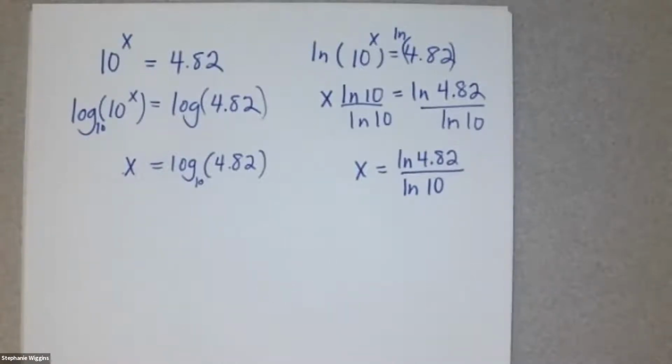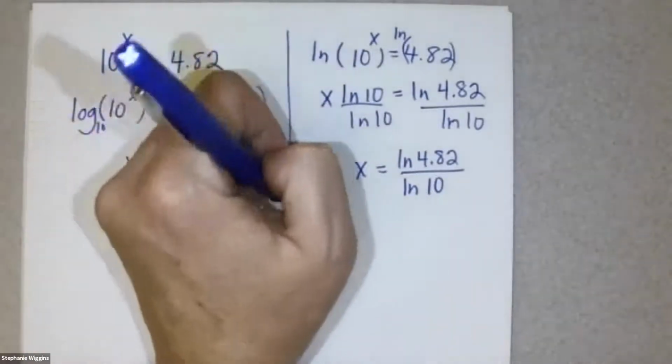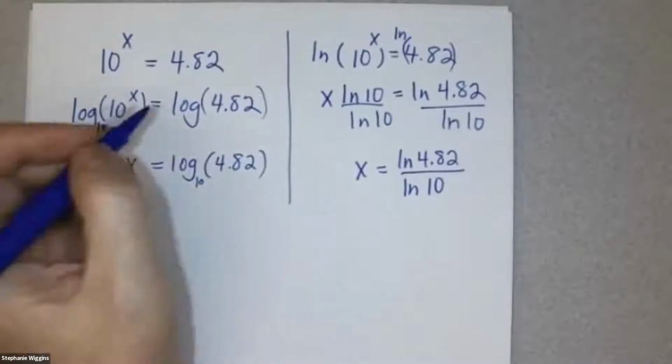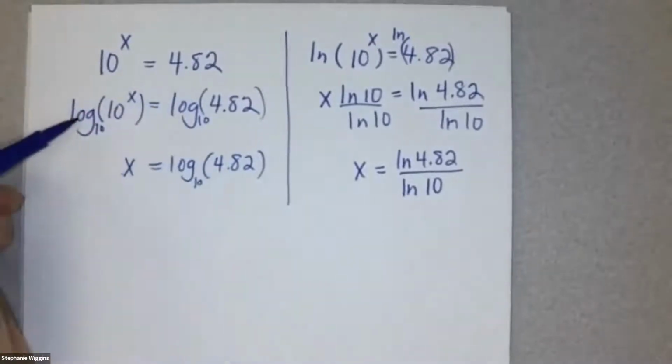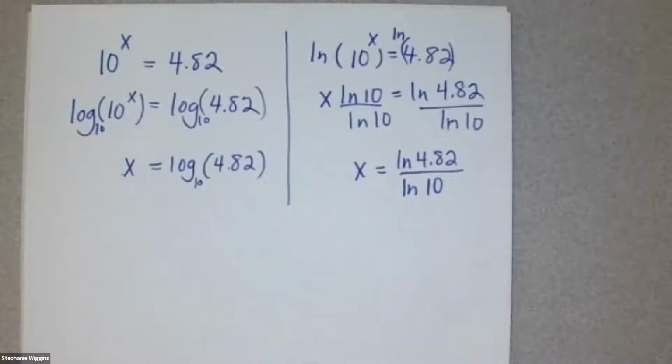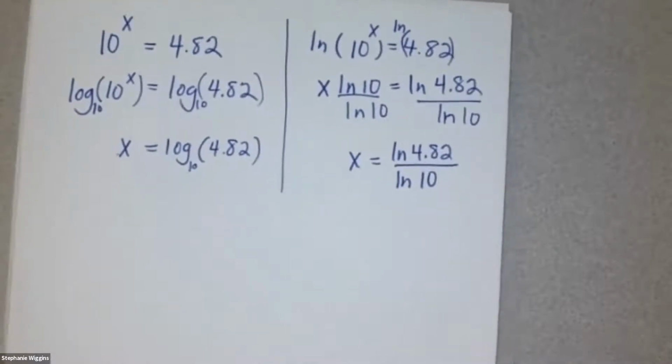Why wouldn't you do log base 10 on the very first part? I did. I did log base 10. I just didn't write it because it's a common log. You don't have to write the base for the common log. Okay. Yep.